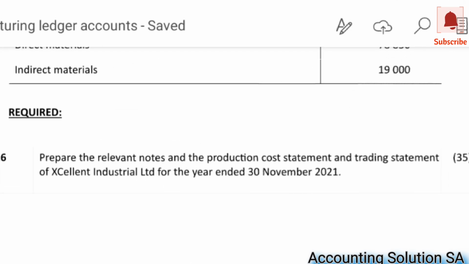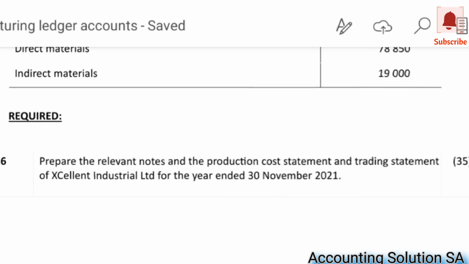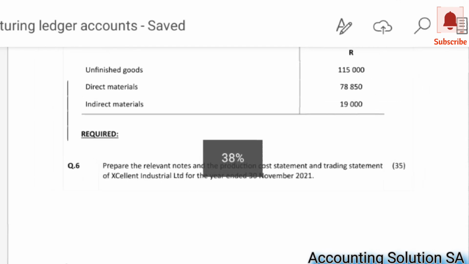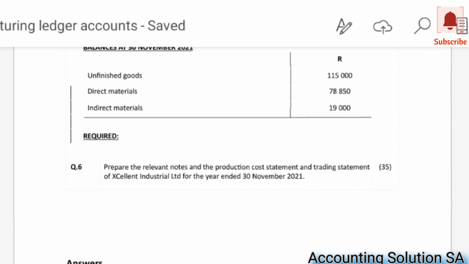Prepare a relevant note and production cost statement. Okay, so that's what I wanted to do most. A relevant note and production cost statement. If you understand this question, they never said open a ledger account, guys. They said a note.